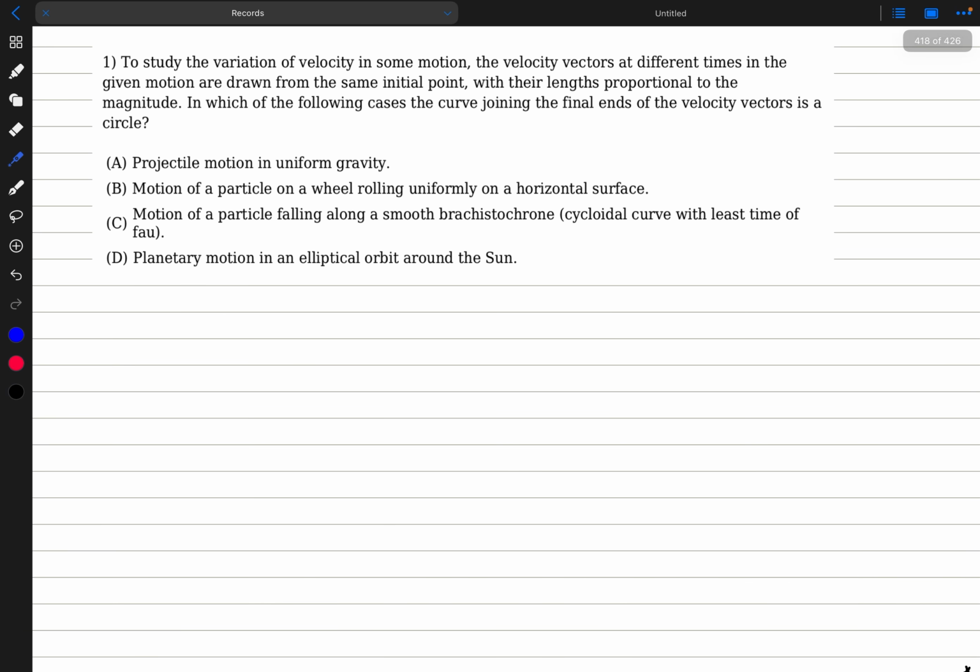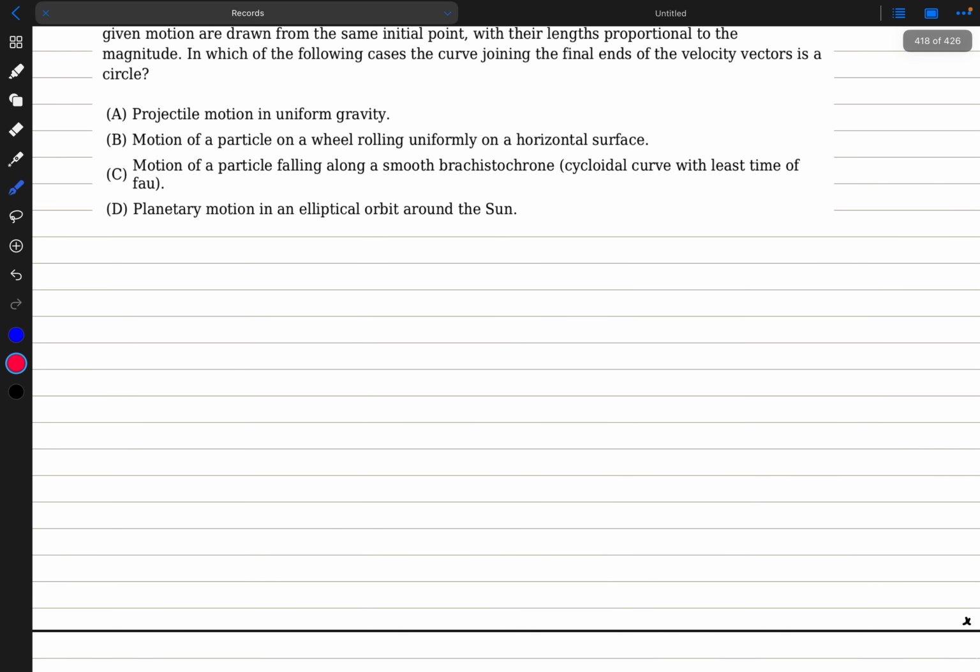So this problem is a multiple choice one, I guess. The statement is that to study the variation of velocity in some motion, the velocity vectors at different times in the given motion are drawn from the same initial point with their lengths proportional to the magnitude. In which of the following cases is the curve joining the final ends of the velocity vectors a circle?